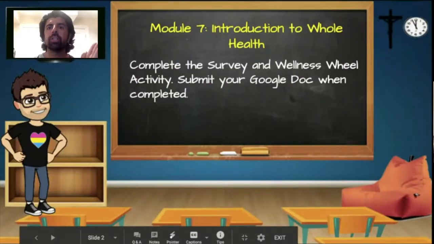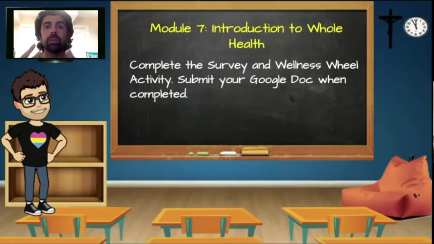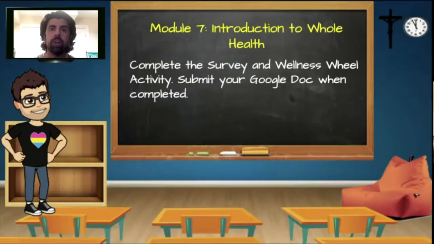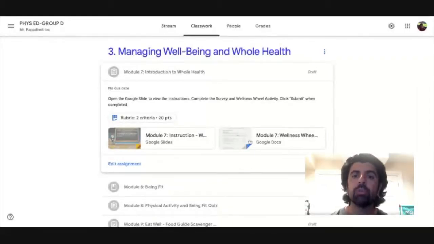So, introduction to whole health. You're going to complete the survey and wellness wheel activity that has been submitted as a Google Doc in Classroom. So let's look at the actual document. Going back to Google Classroom, you're going to open up this Google document here to access the work that needs to be completed for this assignment.